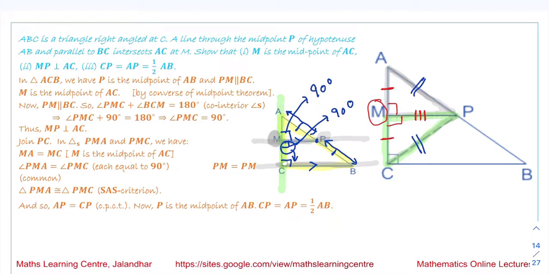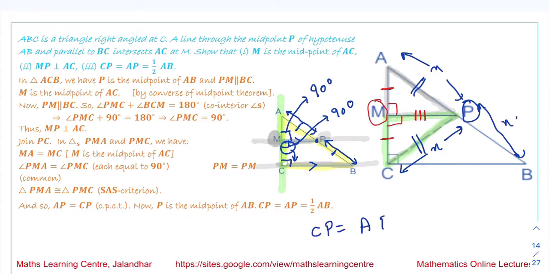Now the second thing that we already have is that P is the midpoint of AB. So if this length is X, this length is X, this is X. So what we get is that CP is equal to AP is equal to half of AB, because P is the midpoint of AB.